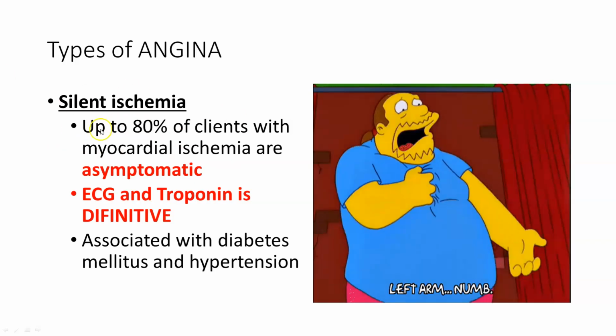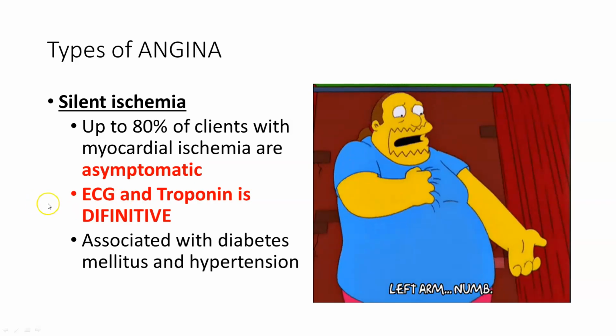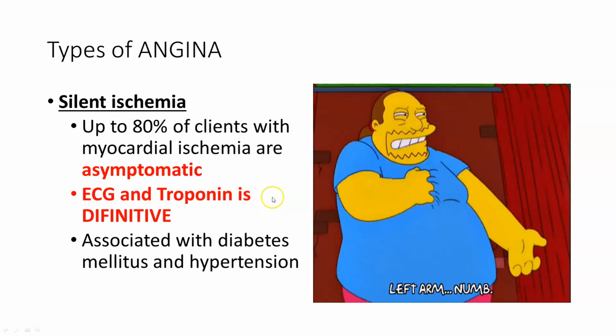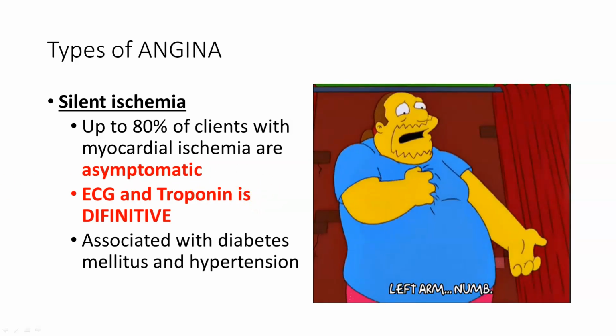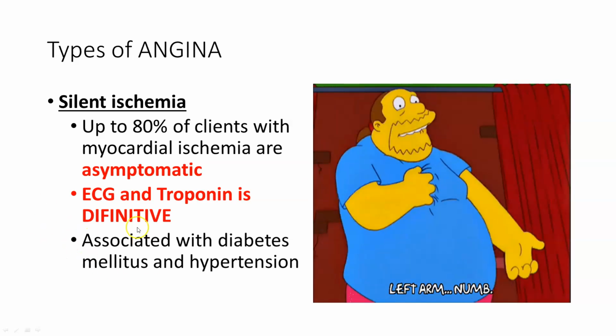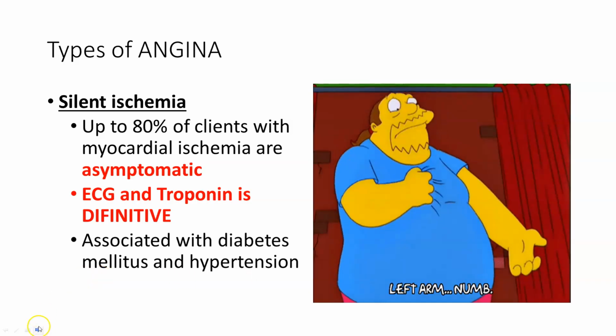So again, most of our clients are going to be asymptomatic. We need that 12 lead as well as our troponins and all our other labs to make a definitive decision on our plan of care for those clients. And again, we've talked about the fact that it's a circular process with these other comorbidities.